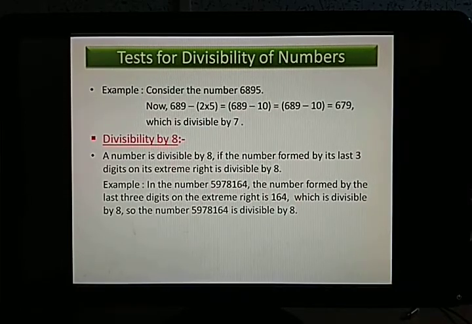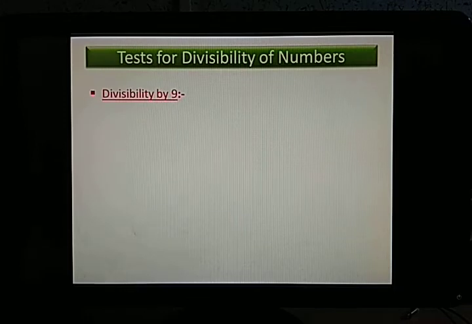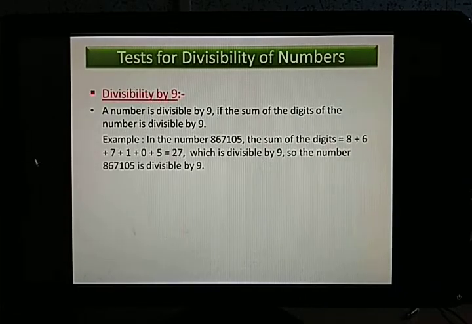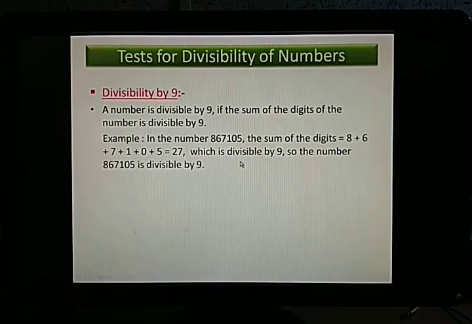Okay, so now moving on to the next one, that is divisibility by 9. A number is divisible by 9 if the sum of the digits of the number is divisible by 9. It is completely similar to divisibility by 3. There the sum of the digits has to be divisible by 3. Here in divisibility by 9, we have to check if the sum of the digits is divisible by 9 or not. So here a number is given to you, 867105. Is this number divisible by 9 or not? How can we know? We can know by adding all the digits. So we got 27. So obviously 27 is divisible by 9. So it is divisible by 9.